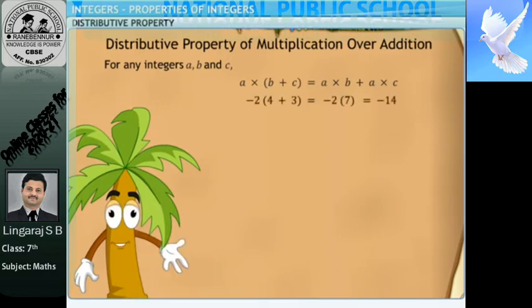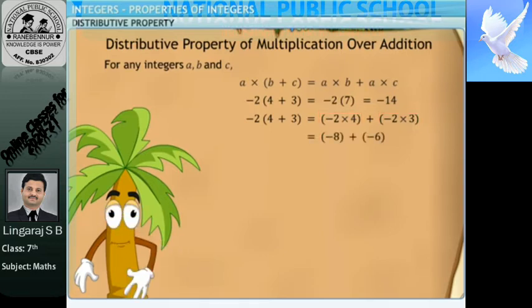In this example, we can either add the numbers inside the brackets first, that is 4 and 3, and then multiply the result by -2. Or we can multiply -2 with each term in the bracket of the left-hand side of the equation separately, and then add the two products together. The result is the same in both cases.